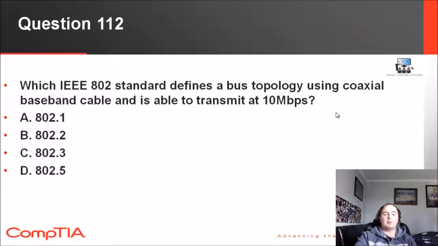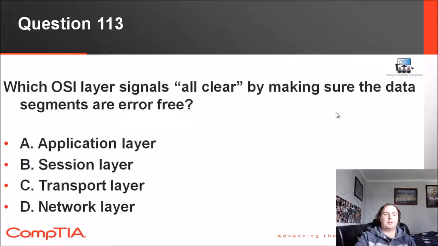Question 112: which IEEE 802 standard defines the bus topology using coaxial baseband cable and is able to transmit at 10 megabits per second? We're going really fast here, guys. We've got 802.1, 2, 3, and 5. The answer is C, 802.3.